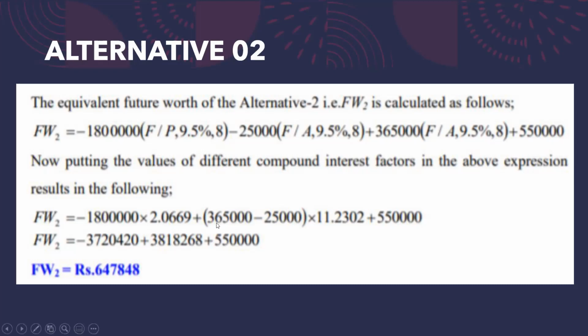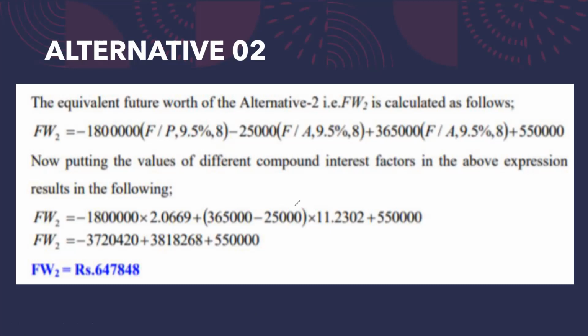Here, it becomes 365,000 minus 25,000 because the 365,000 is positive, taken for the front, and the 25,000 is negative, taken for the back. Both of these terms have this F over A, 9.5%, 8. So it is a common factor. It has been calculated separately and added as a common factor of 11.2302.